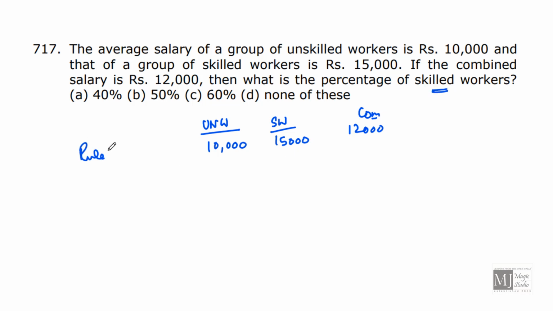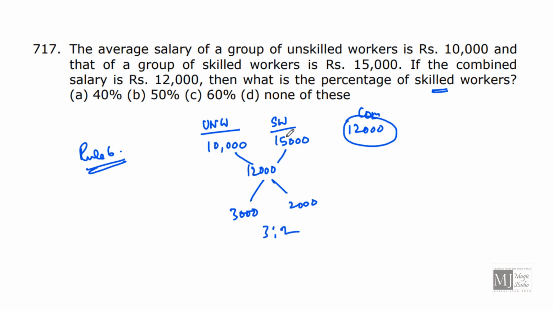I'll use rule 6 butterfly diagram to solve this in no time. 10,000, 15,000 and the average of these two groups is 12,000, which is written in the center. Distance from 12,000 to 10,000 is 2,000 and distance from 15,000 to 12,000 is 3,000. That means ratio is 3:2. Ratio of unskilled workers to skilled workers is 3:2 in this particular group of workers. What is the percentage of skilled workers? Percentage of skilled workers is 2 by 3 plus 2, that is 5 into 100, that is 40%.